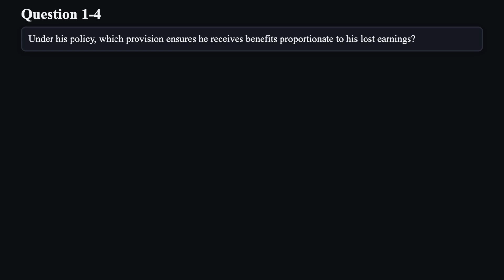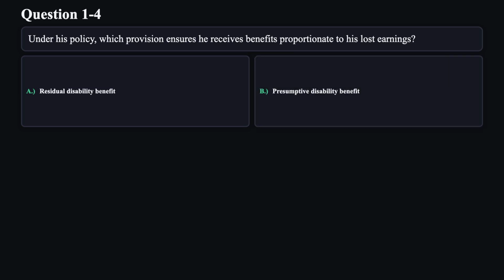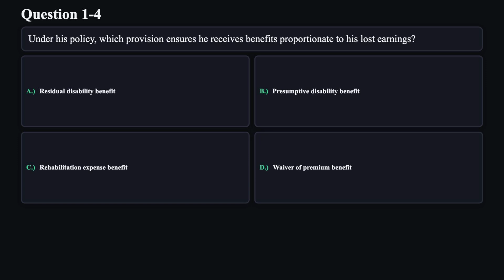Question 4. Under his policy, which provision ensures he receives benefits proportionate to his lost earnings? A. Residual disability benefit. B. Presumptive disability benefit. C. Rehabilitation expense benefit. D. Waiver of premium benefit.